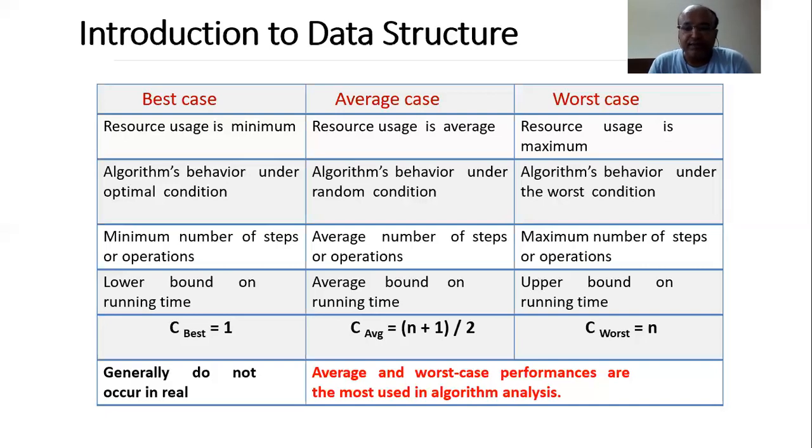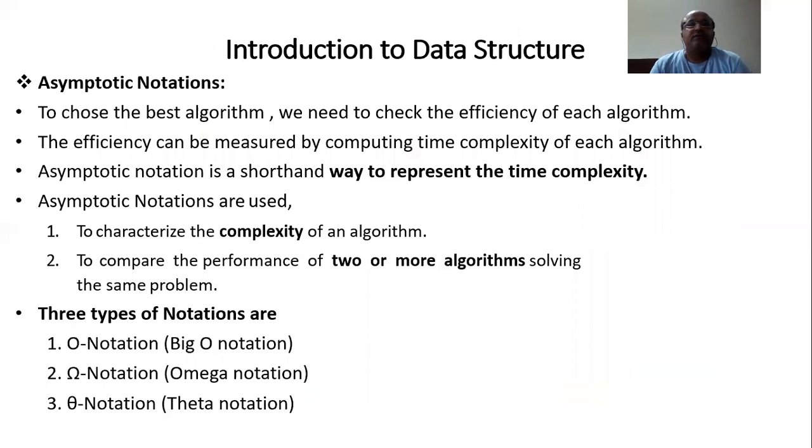Now only one topic is remaining in this chapter, and that is asymptotic notation. This is one new term for you. Up to now, we have discussed that if you want to analyze a particular algorithm, we have to check its efficiency. To check the efficiency of any algorithm, you need some parameters. We have considered two parameters: one is time complexity and the other is space complexity. Time complexity means how much time the algorithm will take.